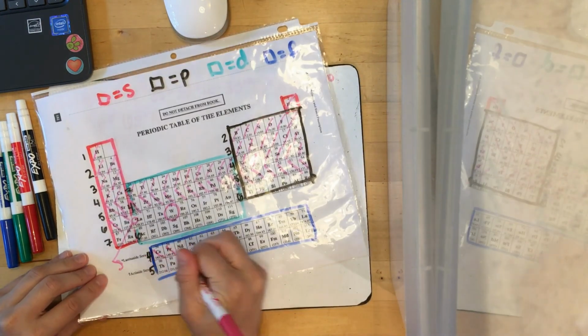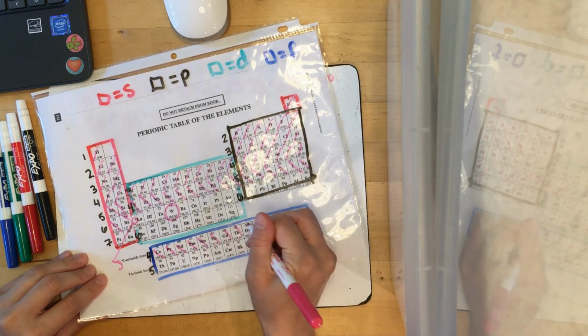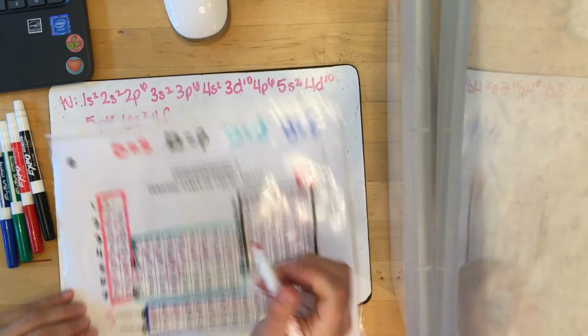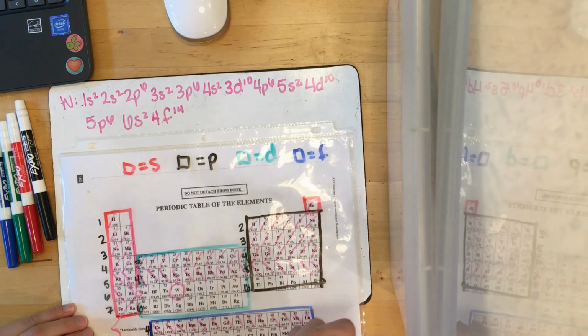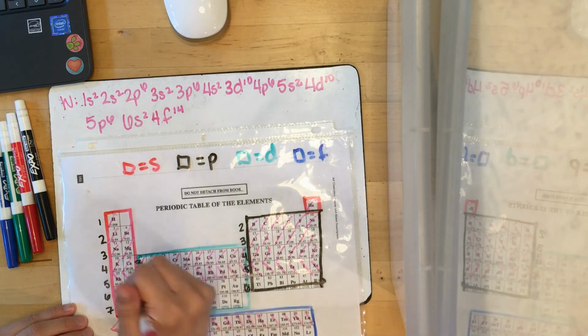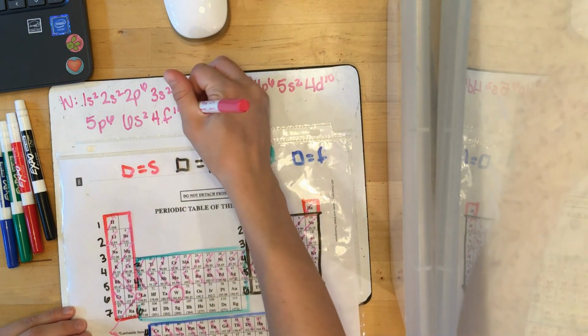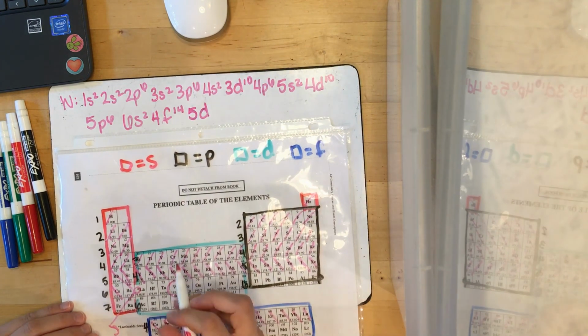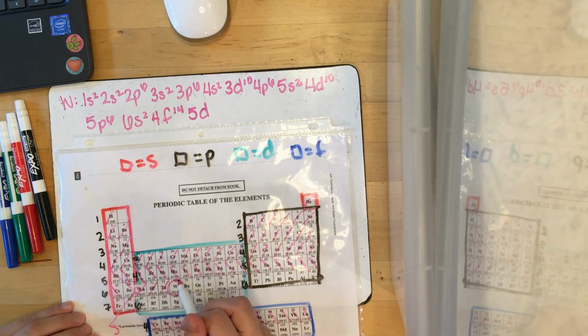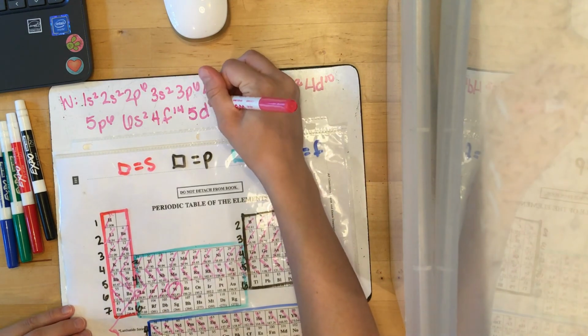And we go through 14 spaces before jumping back up to the D block. So that would be 5D. And then 1, 2, 3, 4 to get us to tungsten.